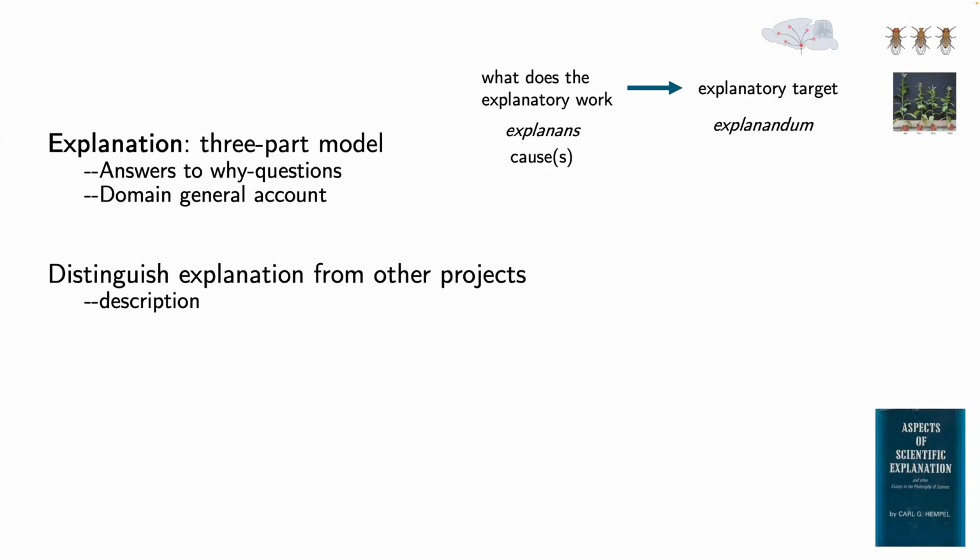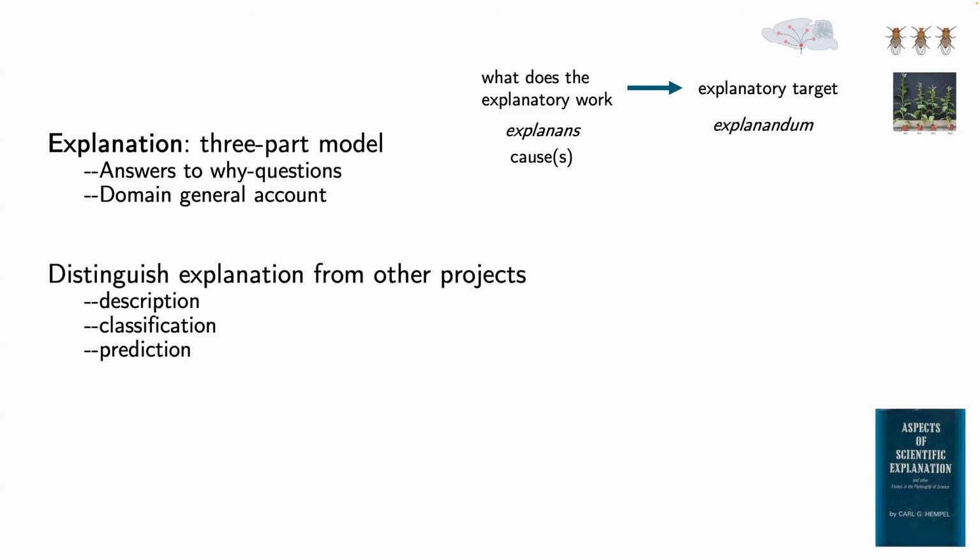Philosophers distinguish explanation from projects like mere description, mere classification, and prediction. So I can describe the eye color of the fruit fly very well. Doesn't mean I have an explanation for why it has that eye color. I can classify flies into categories, order them, sort them. Still doesn't mean I have an explanation for their eye color. And there are interesting cases where we can give very accurate and reliable predictions, but we don't yet have an explanation.